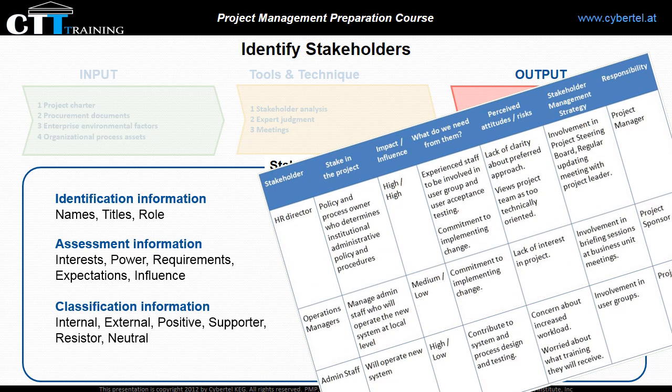It may have the following information: the name of the stakeholder, the title held by the stakeholder, the role of the stakeholder in the project and in the organization, the contact information of the stakeholder, requirements from the project, expectation from the project, interest whether high, medium, or low.